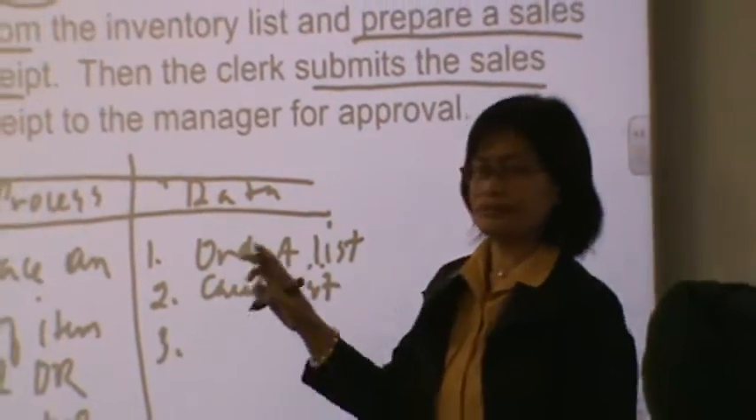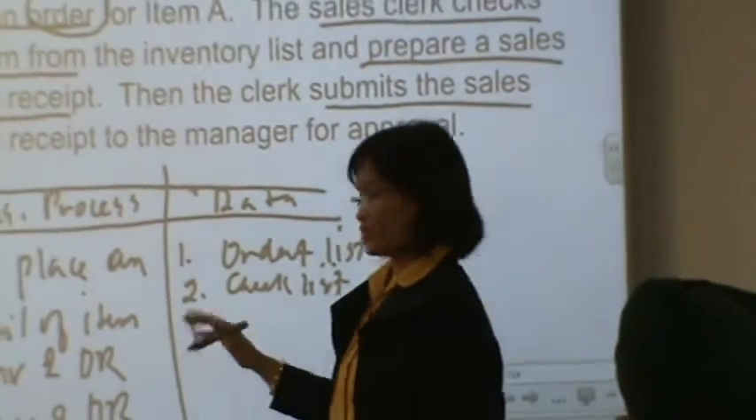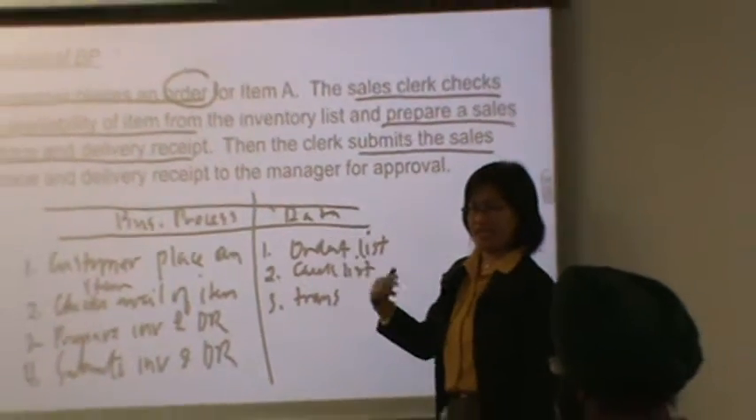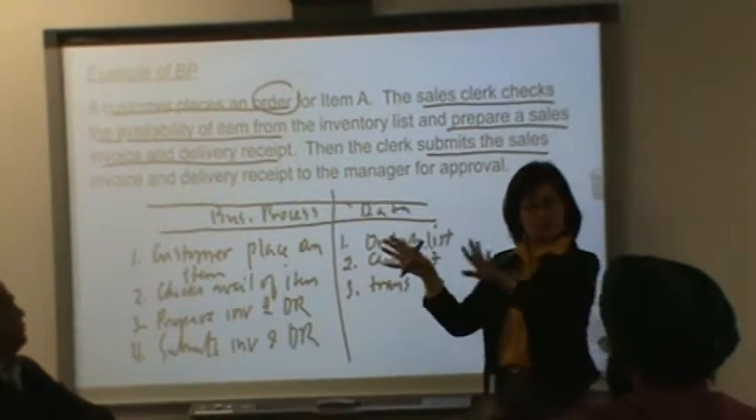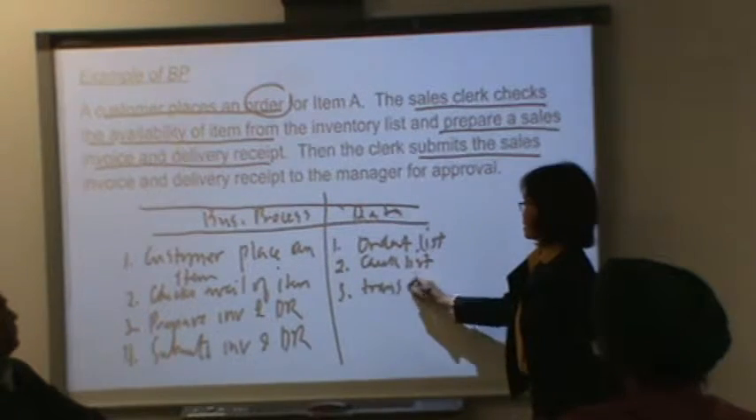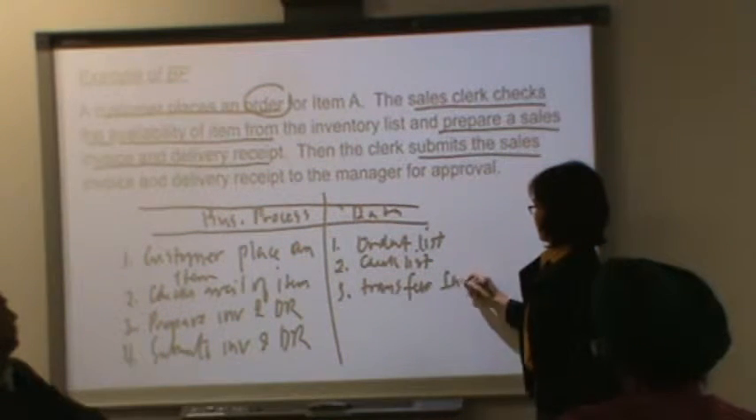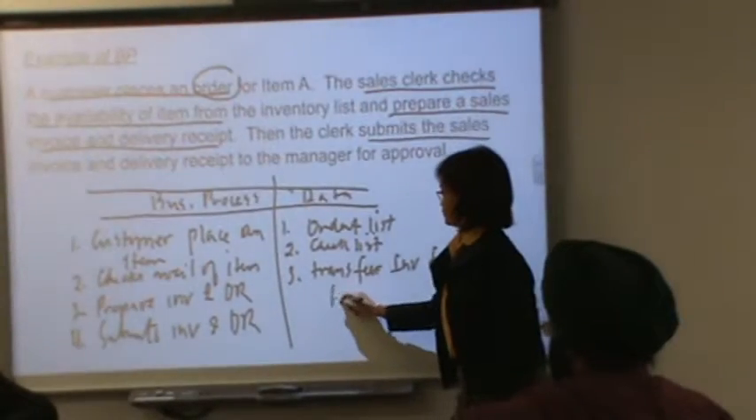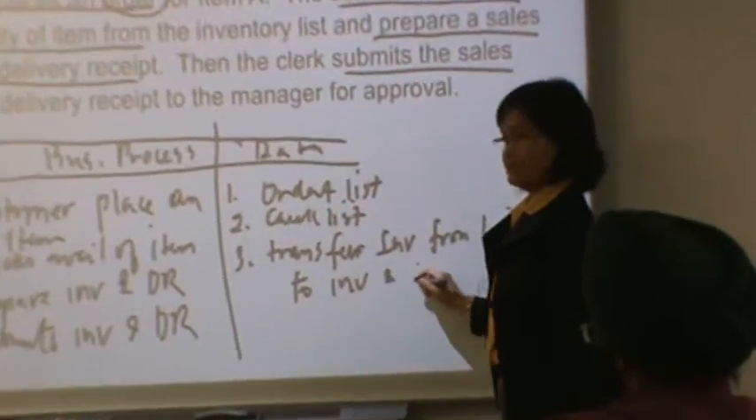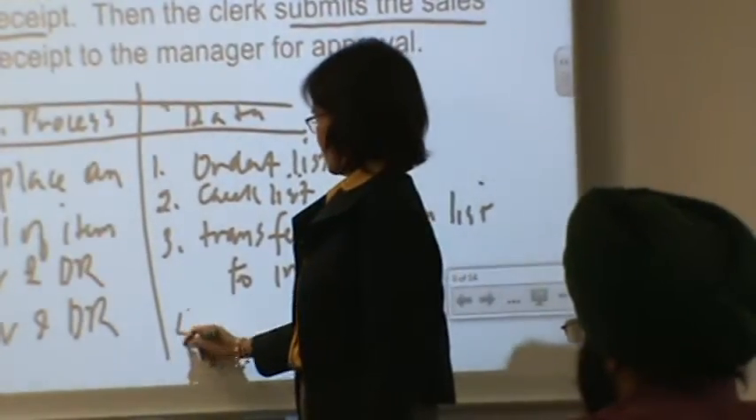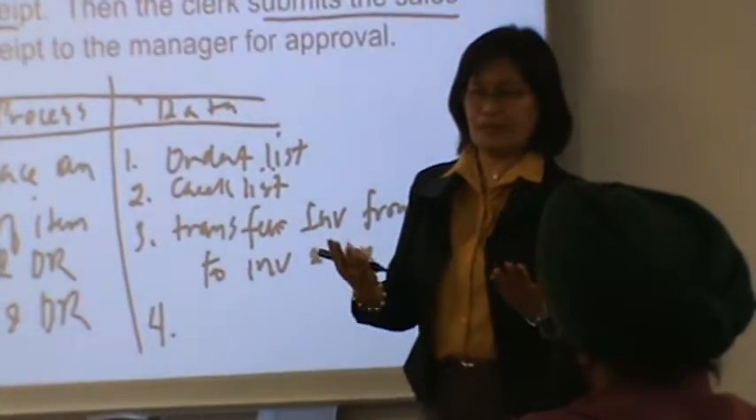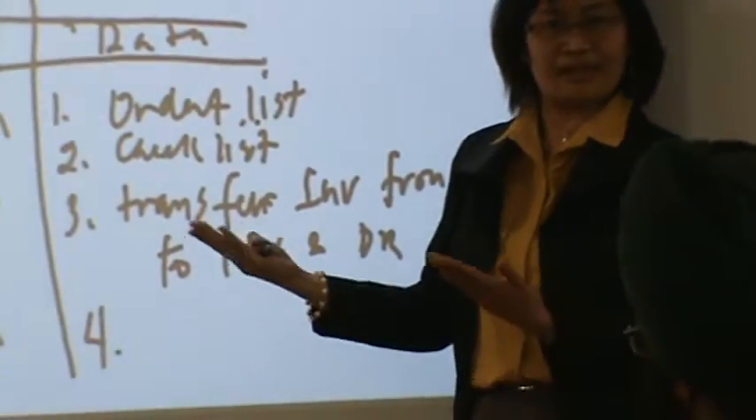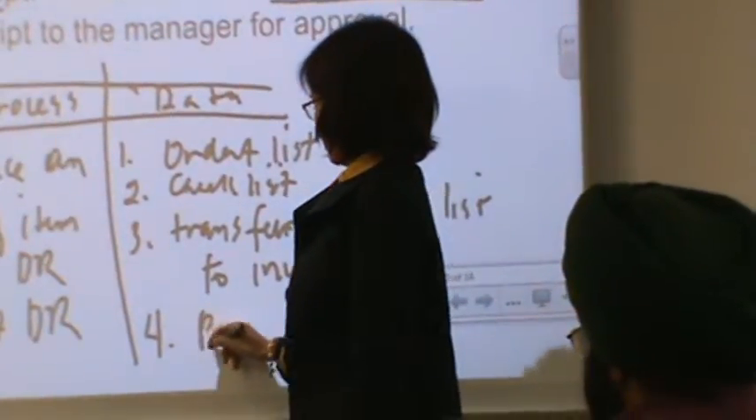Okay? Then, prepares the invoice. So you say transfer info, because we're talking about transformation, transfer info from that list to the invoice and DR. And then the fourth step is the manager will have to review it. If it's okay, then he approves. If it's not, then he disapproves. So you say review it.